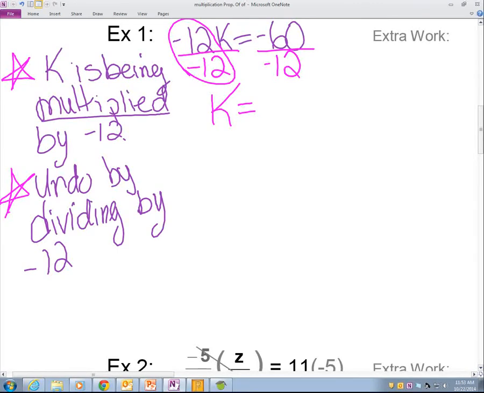First off, AJ, can you tell me if it's going to be a positive or negative answer? Exactly, because two negatives make a positive when dividing. Okay? So what is the correct answer there? Yeah, David? 5 is correct. And I circle that, and the answer is k equals 5.